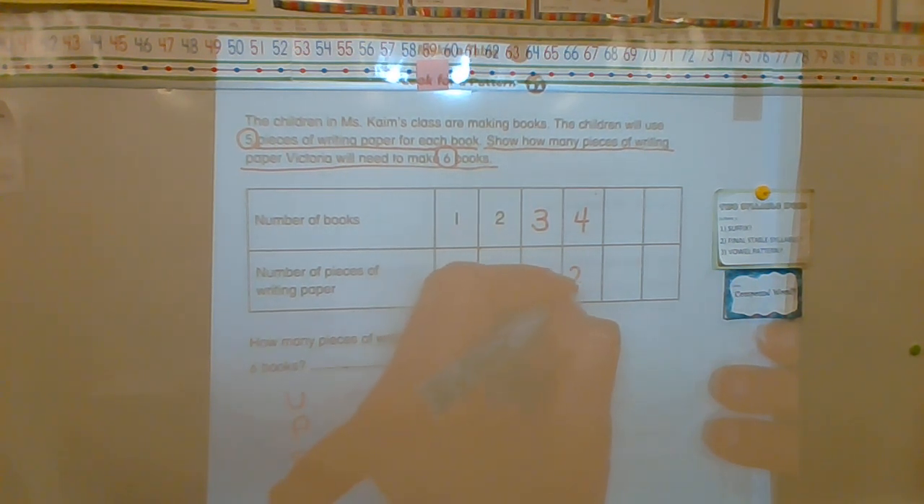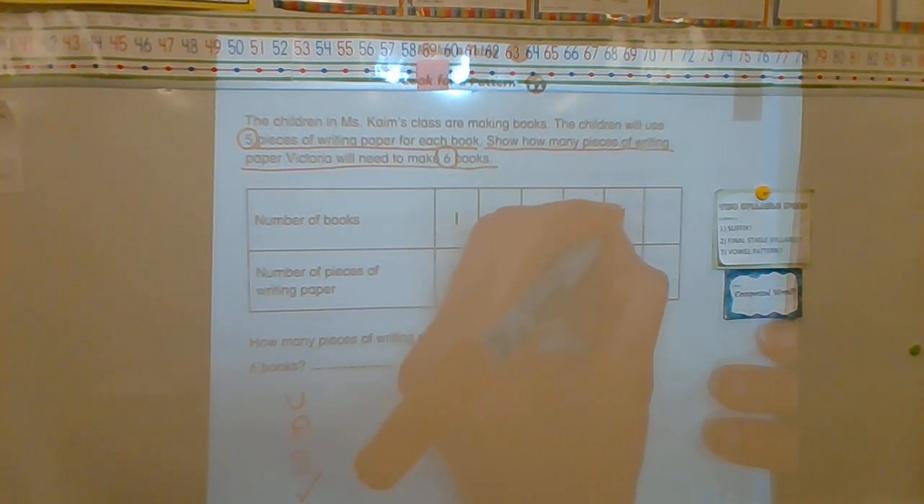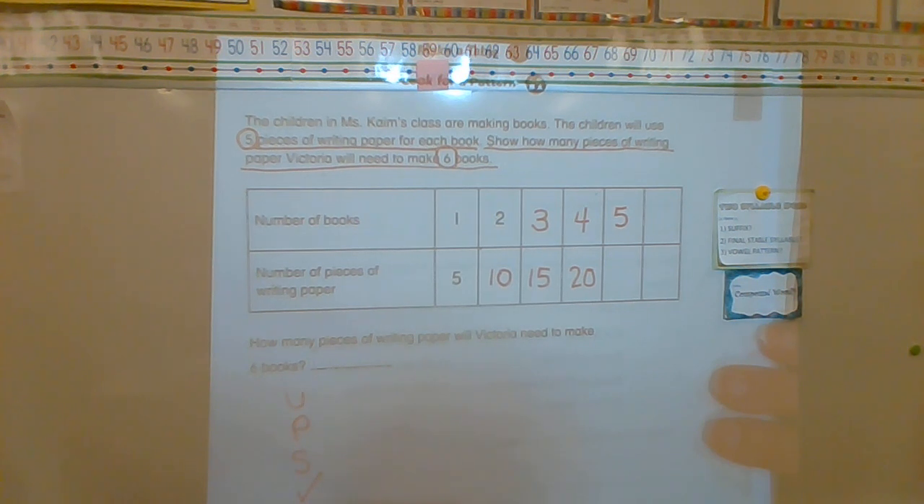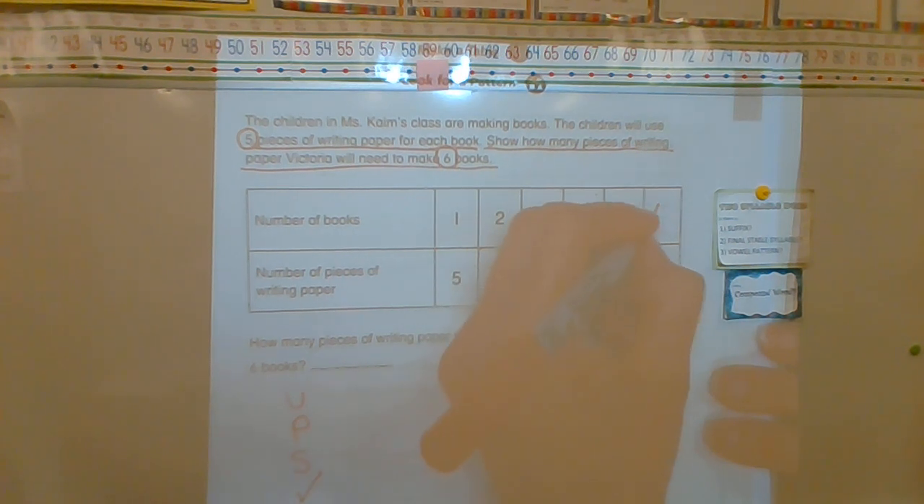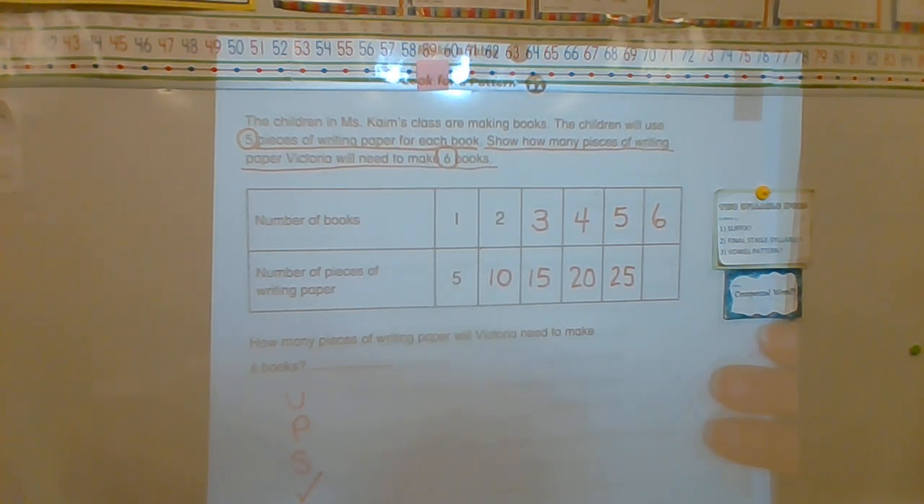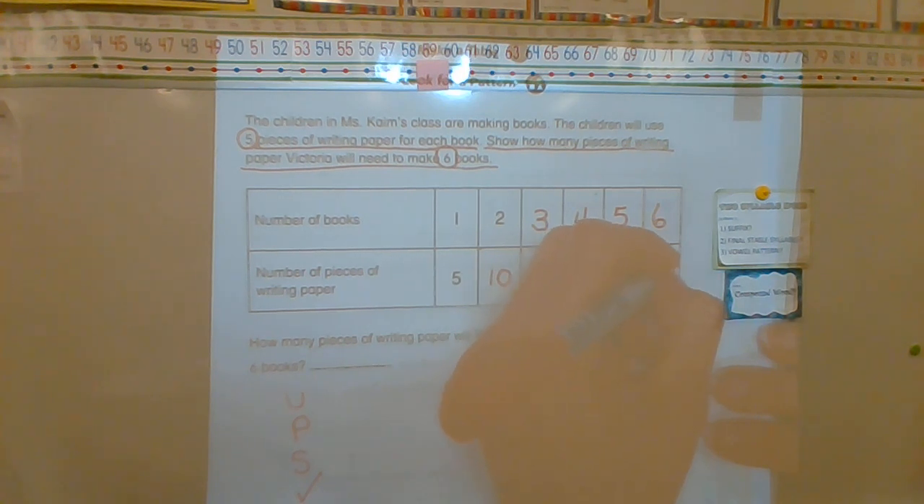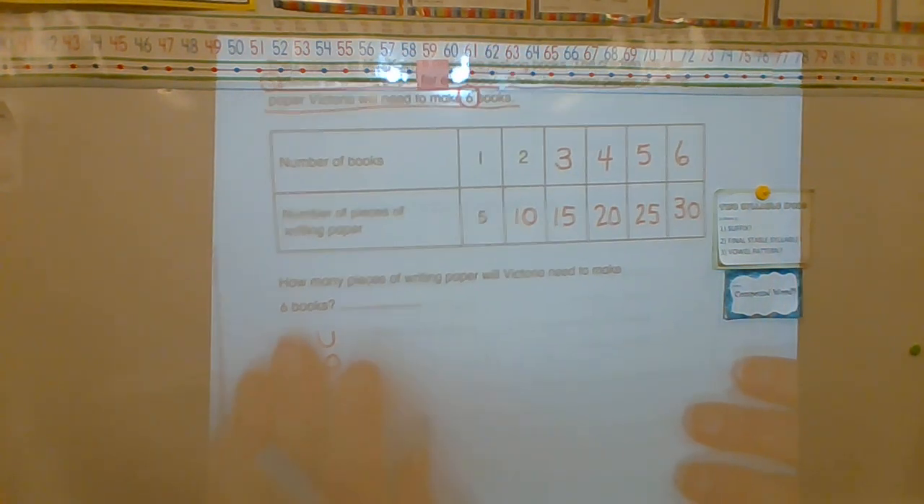That's right. Following our pattern of counting by 5s, if you're going to make 5 books, how many pieces of writing paper do you need? That's right, 25. And if you're going to make 6 books, how many pieces of writing paper do you need? Let's see, 5, 10, 15, 20, 25. That's right, 30.